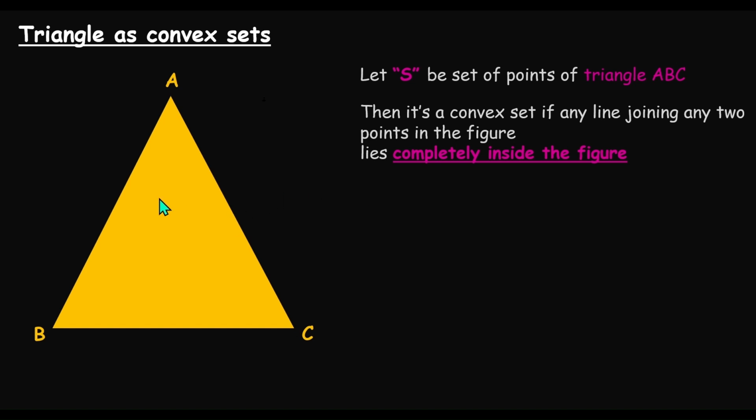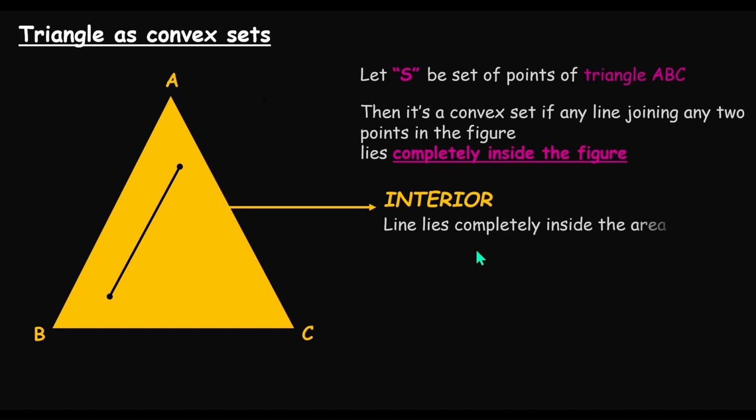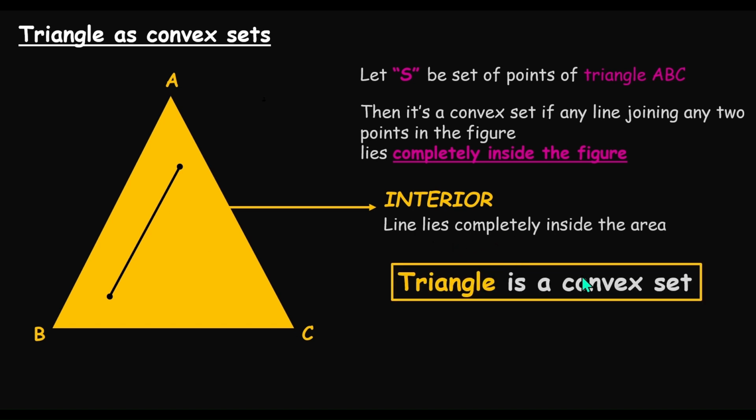And so let's take any 2 points inside the triangle. So we have 1 point here and another point let's take here. And let's make the line connecting both of these points. And as you can see, this line is completely inside the triangle. And these two are any random points. We can choose any other points and the line formed by joining both the points will also be completely inside the triangle. So this means that for the interior, which is the inside area, the line lies completely inside the area, and so the triangle is a convex set.